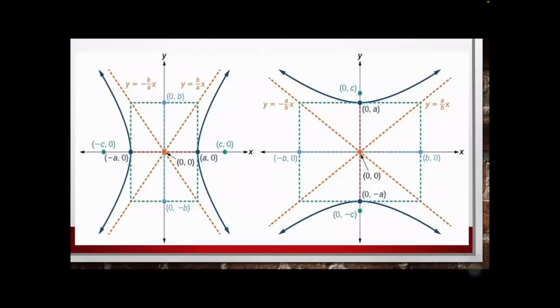So ayan, ito yung ating opening. So meron tayong dito opening to the right and left. Ito yung ating first graph, which has the para siyang parabola. Pag tinanggal mo yung isa, magkakaroon ka ng parabola. Pero pag dalawa nila sila, hyperbola.